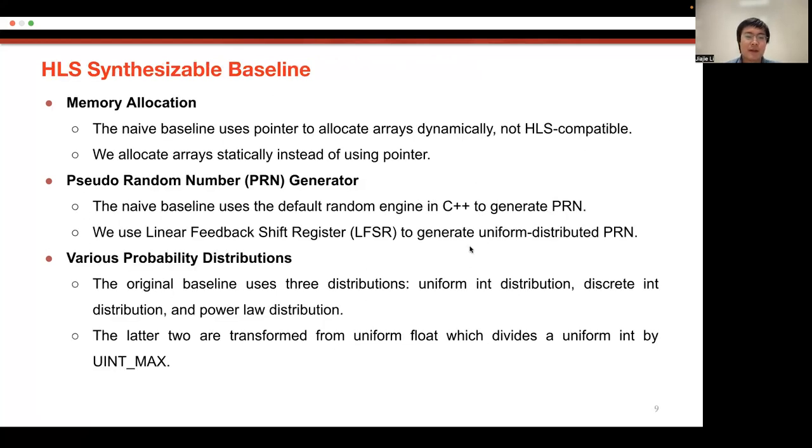Then the simplified baseline on CPU cannot be directly synthesized in HLS, so that would need several modifications involved with memory allocations. We need to statically allocate memory. We also need to create our own pseudo-random number generator module. And for the probability distribution, we need to create our own module to do that.